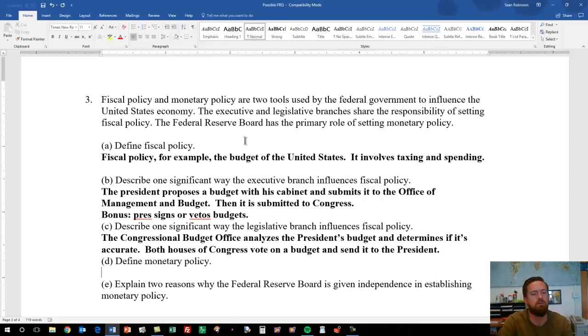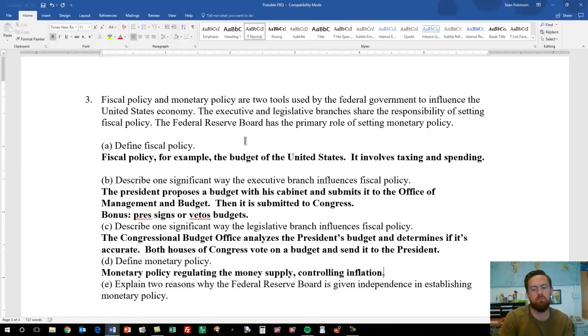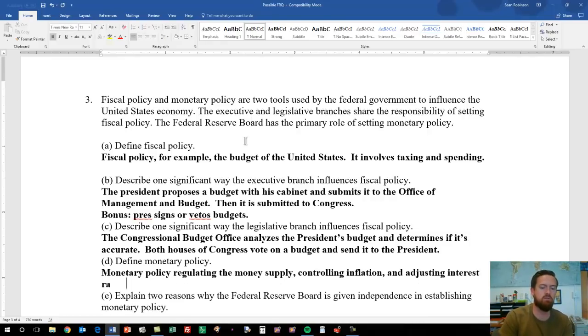Define monetary policy. What does the AP College Board say monetary policy is? Regulating the money supply, controlling inflation. Yeah, we'll skip that one. Adjusting interest rates to stimulate? Regulate. Could be stimulate too. That is a one. You will write that. I'll be so happy.